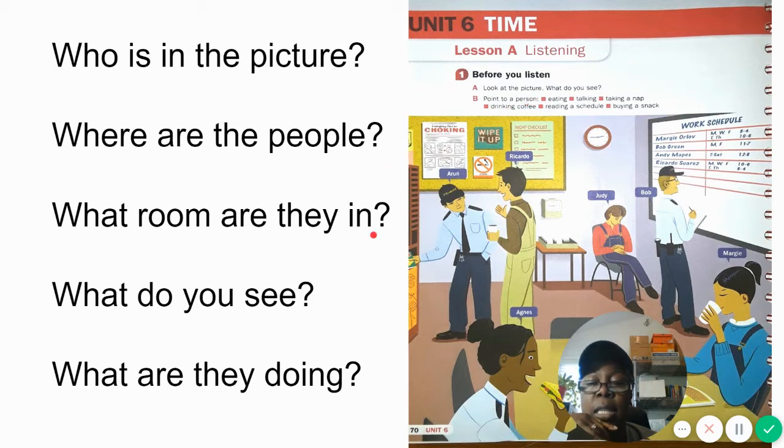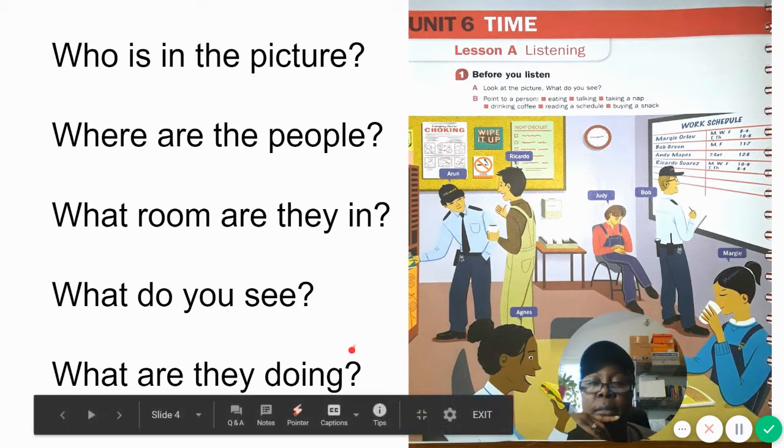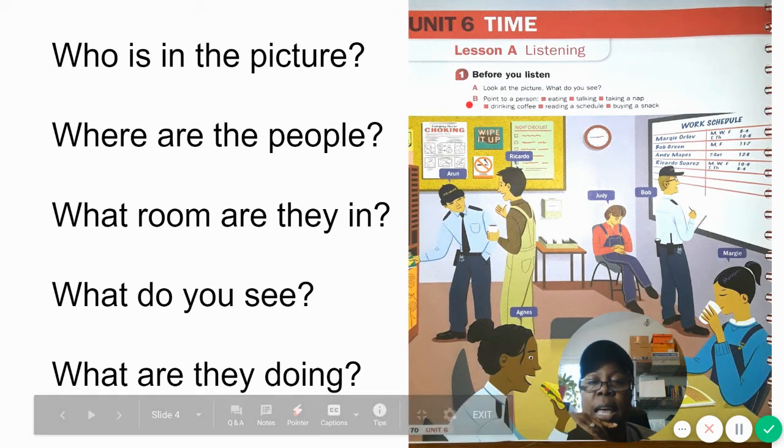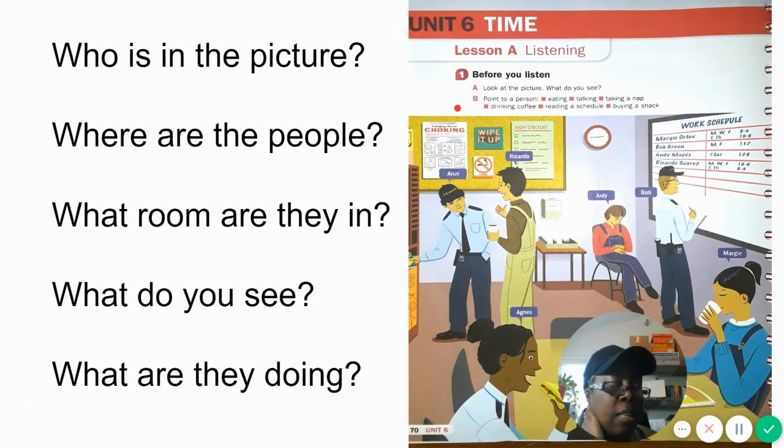And what are they doing? Let's look at exercise B, and let's talk about what they're doing. Well, let's see. Judy, what's Judy doing? Judy is taking a nap, or we can say Judy is sleeping, right? Eating. Who is eating? Somebody is eating. That would be Agnes.